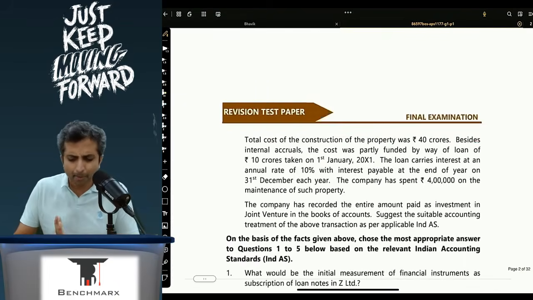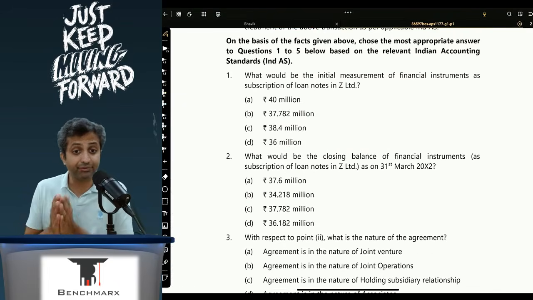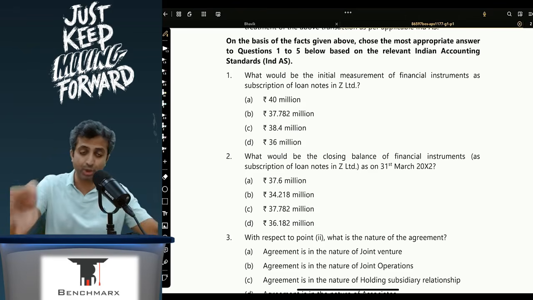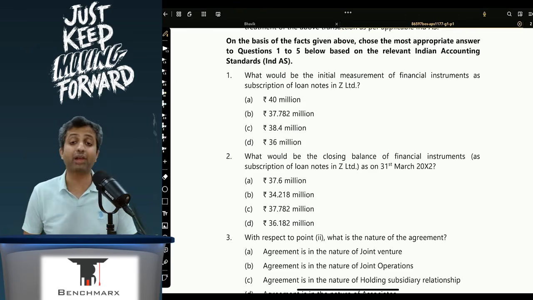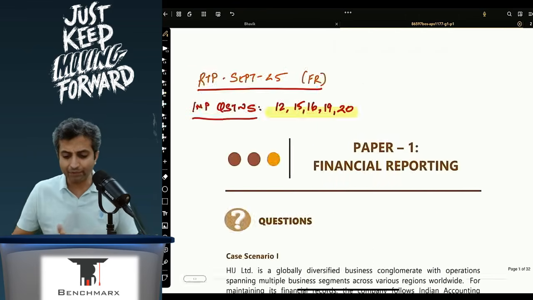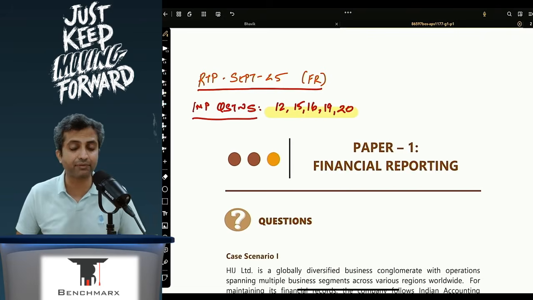As you can see, most of them would be manageable. If you do have any queries on the same as well, put this in the comment section, and if possible, I'll try to clarify the same. So this kind of wraps up your September 25 RTP.